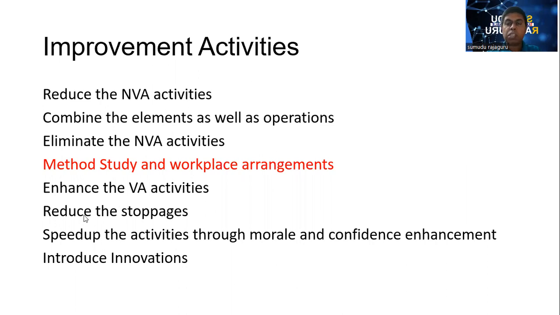Sometimes we can reduce the stoppages. It is called bursts in manufacturing. We can reduce the number of bursts. Then speed up the activity by enhancing the morale and confidence level of the operator. Introduce some innovations. By doing those things, we can reduce the time taken for the activity, the cycle time, and then the bottleneck also we can remove.